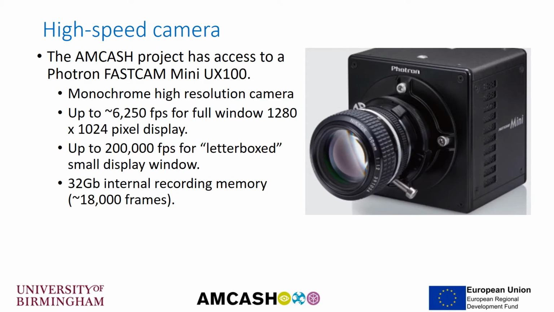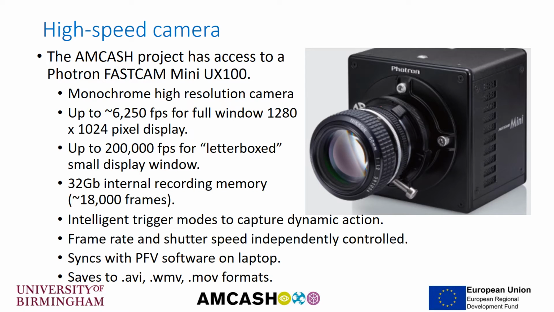The high-speed camera that the AMCASH project has got access to is a Photron Fastcam Mini UX100. This is a monochrome high-resolution camera. It allows up to 6,250 frames per second for a full windowed view frame of 1280 by 1024 pixels. We can go up to 200,000 frames per second if we allow for a smaller window of view. The camera has got a 32 gigabyte internal recording memory that allows for 18,000 frames to be saved.